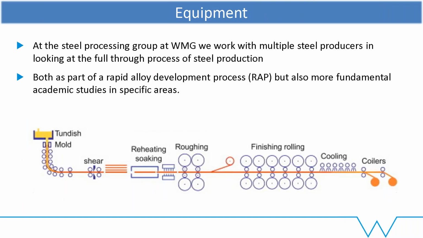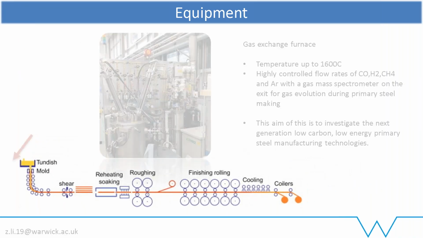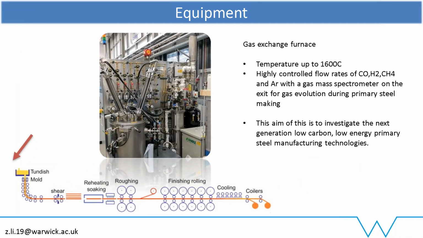So like I said, we try and do the whole process under one roof, and I think that's the best way for me to explain the equipment. So if we start off right at the very beginning for primary steel making, we have this gas exchange furnace, and Zushu, who runs this suite of equipment, his emails down there.